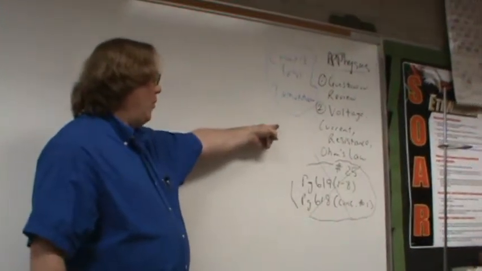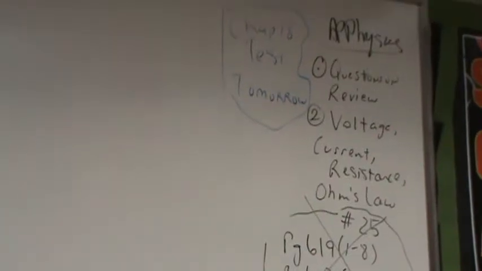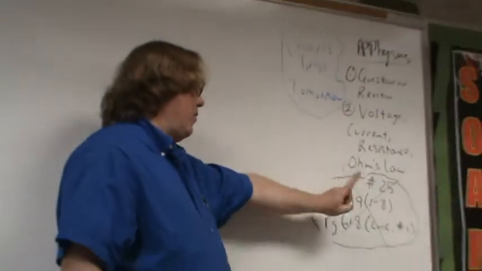You're going to learn chapter 20 now. Chapter 20 is our last chapter. It's voltage, current, resistance, and Ohm's law. That's what we're going to do today and Friday. We're not going to get all the way through it today, so I can't give you this homework assignment.